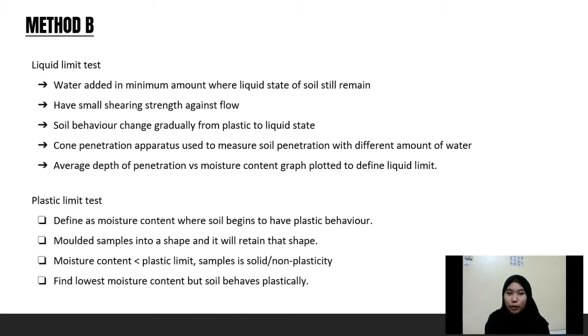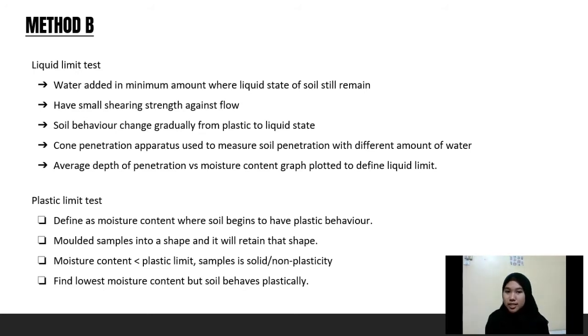We are going to use the cone penetration apparatus in this test to measure the soil penetration with different amounts of water. We are going to take a few data points to check the liquid state of the soil. The graph plotted is average depth of penetration versus moisture content, to define the liquid limit. Now I'm going to talk about the plastic limit test.